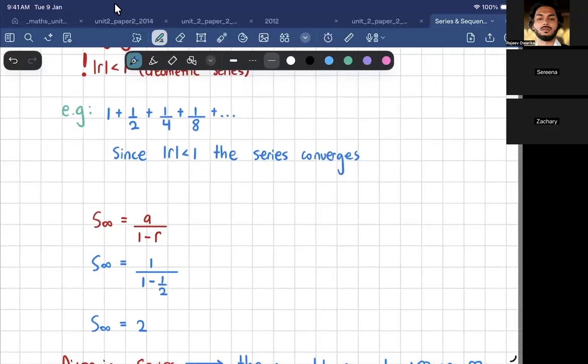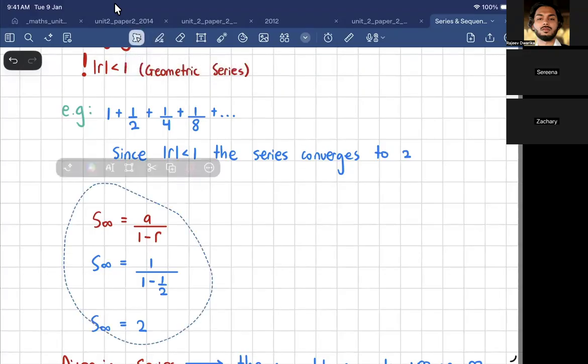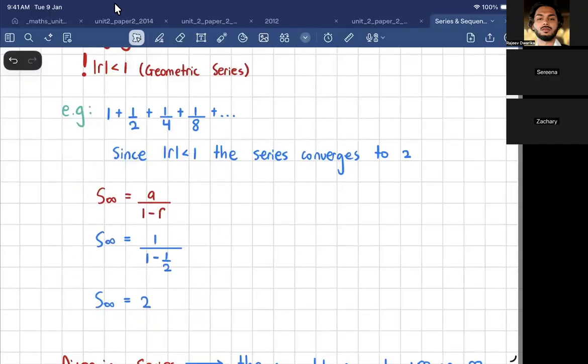No. If it's converging, that means it's approaching a value, you know. Negative infinity means that it's getting bigger and bigger and bigger. So it converges to 2. Yeah, it converges to 2. So anytime they ask you to figure out what value the series converges to, you have to find the sum to infinity. So that's what you're looking out for in any questions.